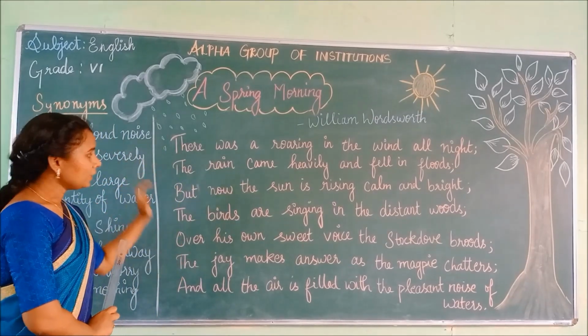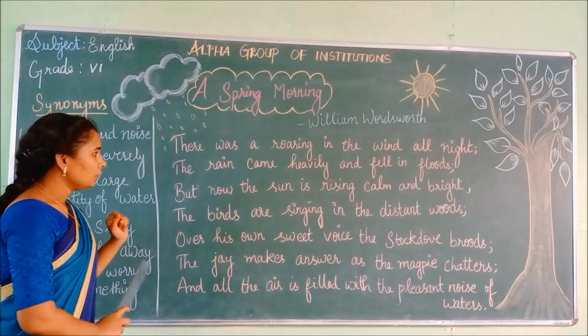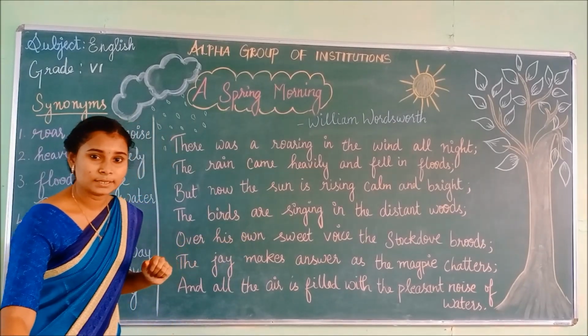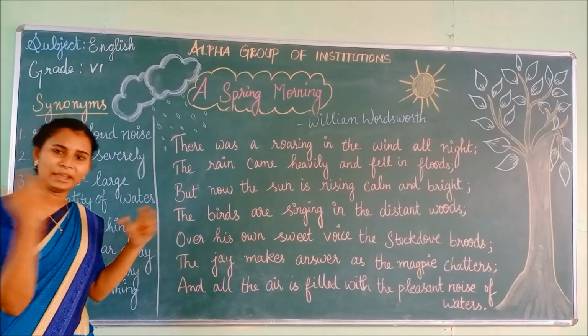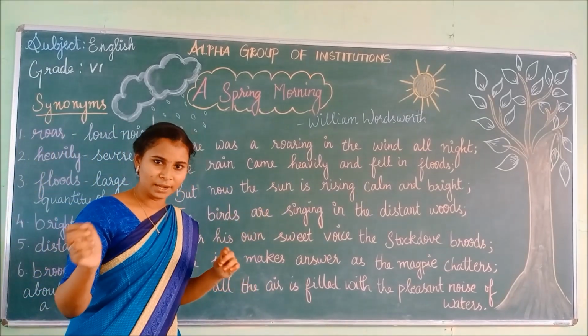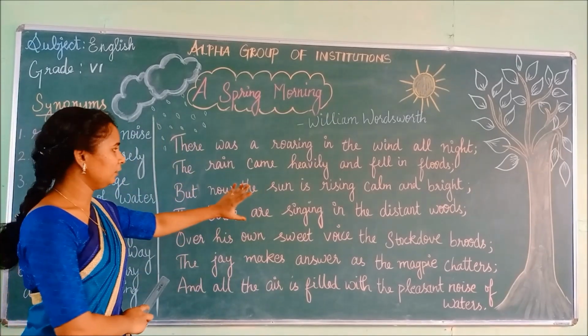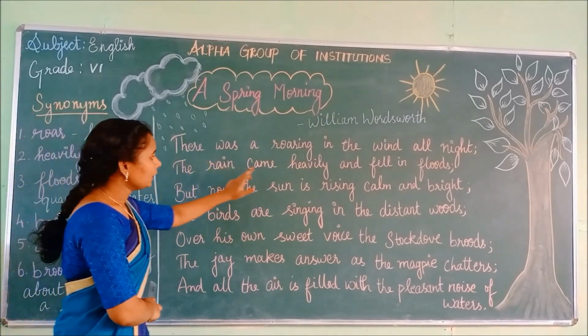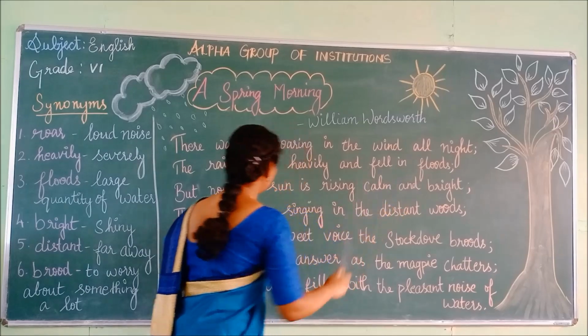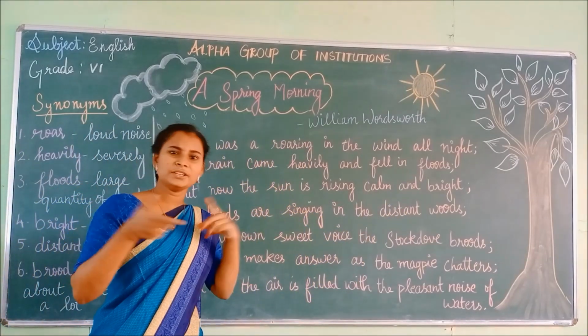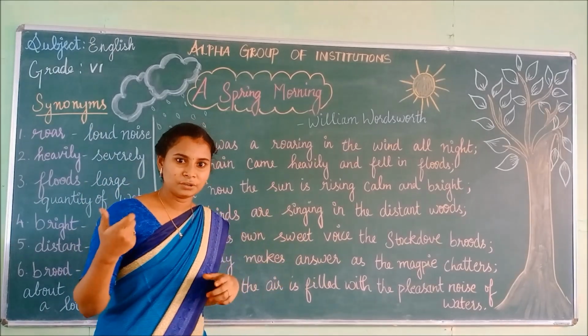Okay. So what is happening in the previous night? There was a roaring in the wind all night, which means the wind was blowing heavily all through the night and it is so harder. Okay. So there was a heavy wind flow. The rain came heavily and fell in floods. So it was a heavy rain. So it was raining cats and dogs. What do you mean by cats and dogs?